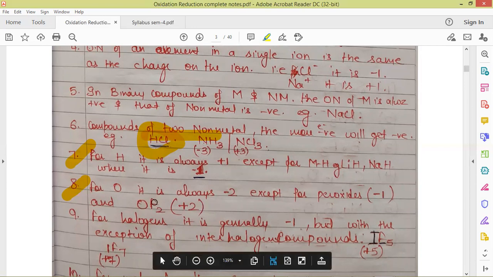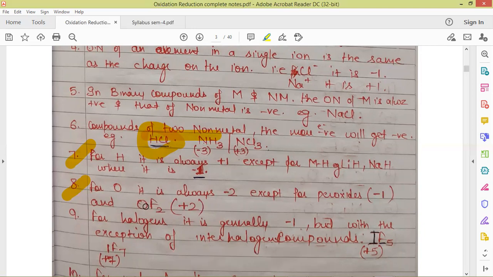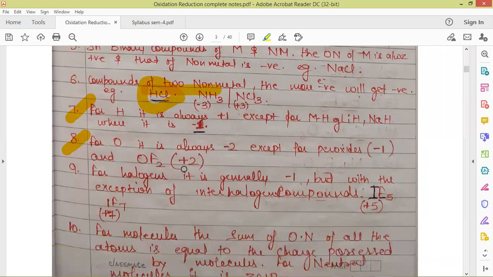And the other exception is the OF2 molecule. Here, fluorine is more electronegative than oxygen. So oxygen will acquire +2 charge and fluorine is going to be -1 each. So these are the exceptions for oxygen: in peroxide, it is -1, and for OF2, oxygen difluoride, it is +2, and in general for all other cases it is -2.